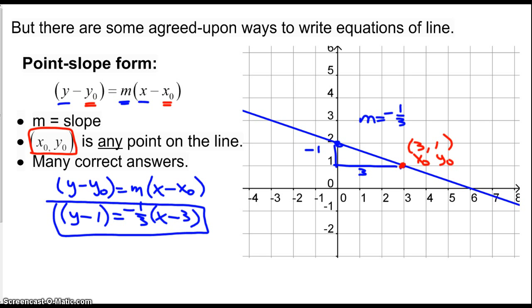So this is called point-slope because it uses any point on the line and the slope to write the equation. The reason why this is nice is that you can just plug any point in. It doesn't have to be an intercept. It could be any point at all.